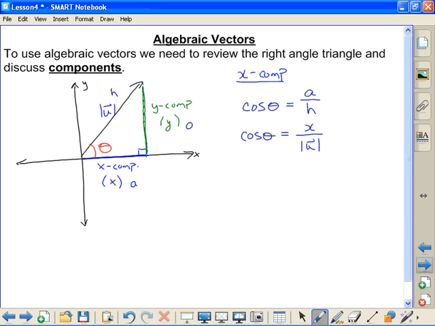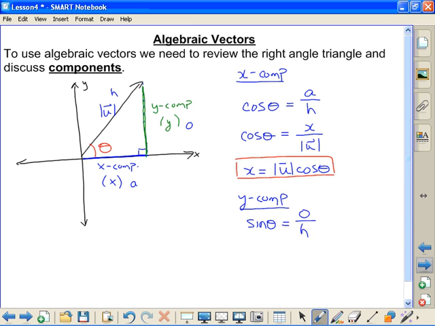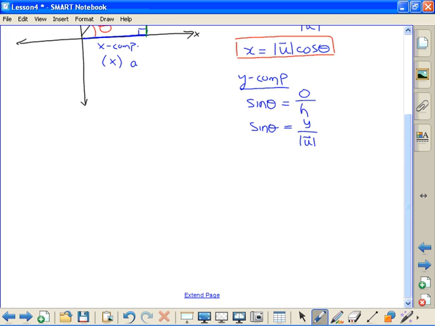Okay, rearranging it, our x component is equal to the magnitude of u cos theta. So very, very important. If I look at the y component, now we're using opposite, so sine theta equals O over h, and sine theta would equal the y component over the magnitude of u. Got a little bit more room here. So that would mean that y equals magnitude of u sine theta. So there are our components.